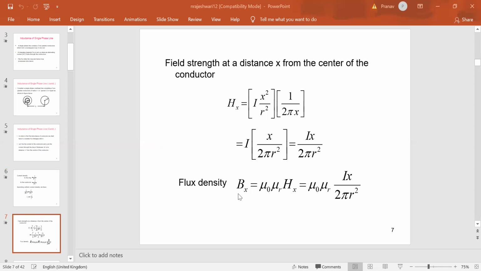In this, the flux density Bx involves mu naught, mu r and Hx. So mu into H is the B, where B is equal to mu H, and mu is mu naught into mu r. So Bx is equal to mu naught mu r into Hx, which is equal to mu naught mu r into Ix by 2 pi r squared, since Ix by 2 pi r squared is the Hx.